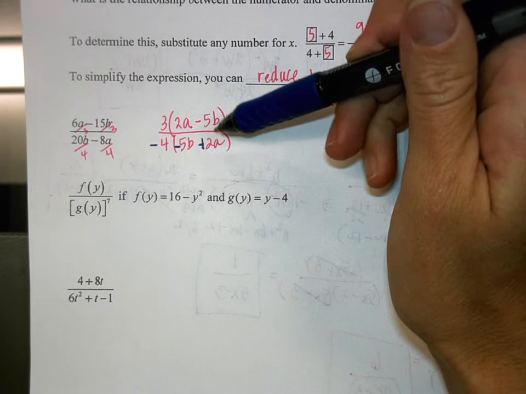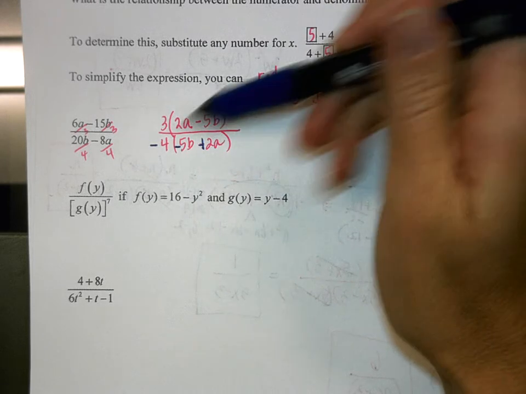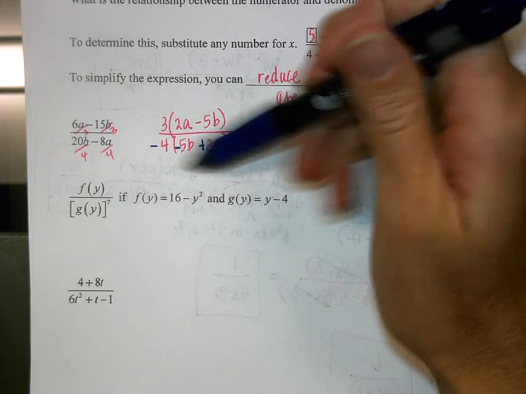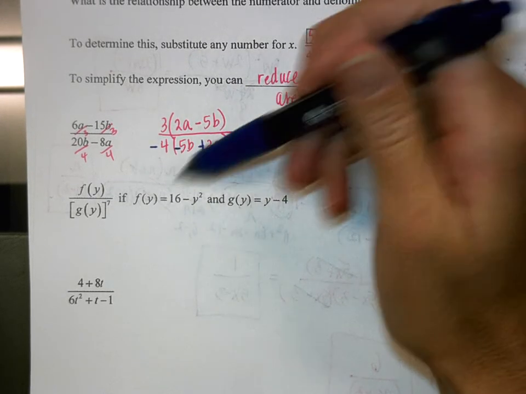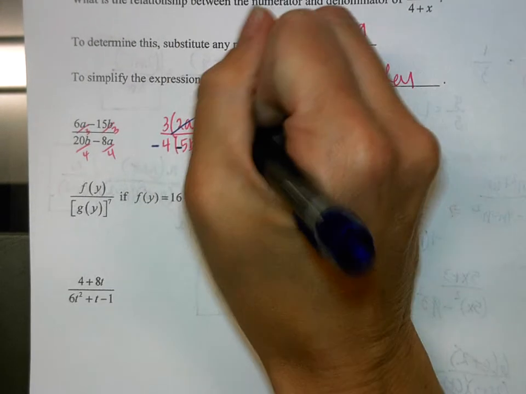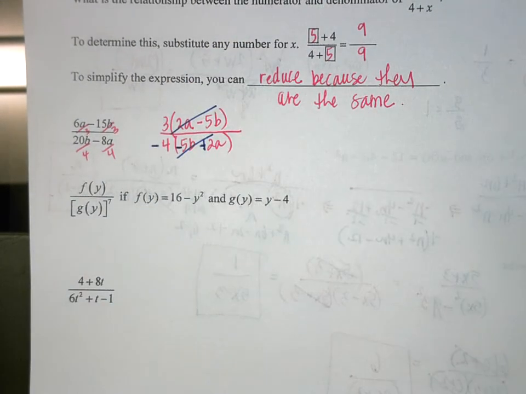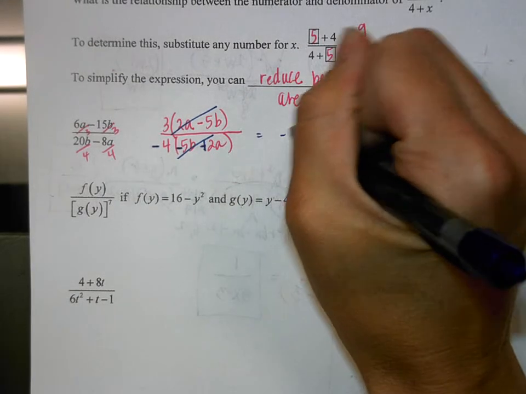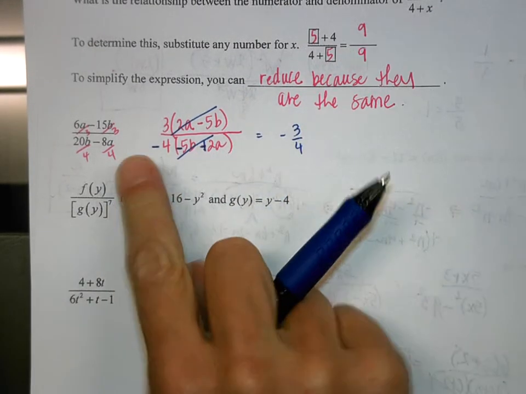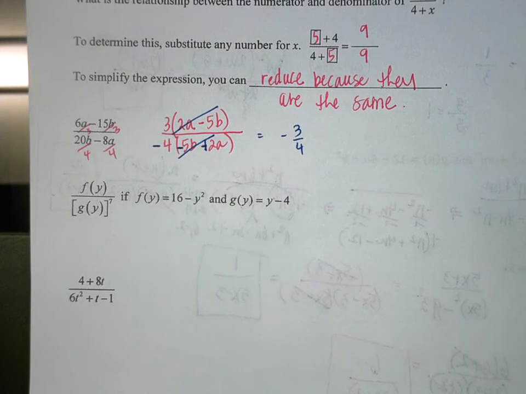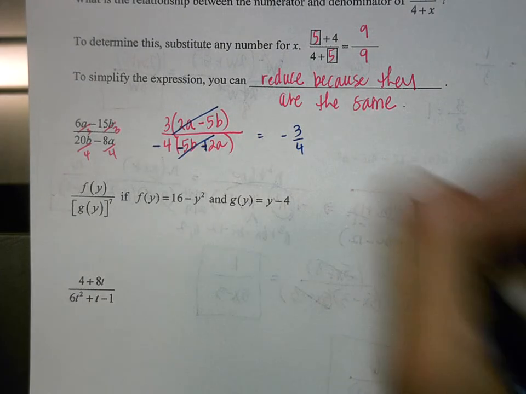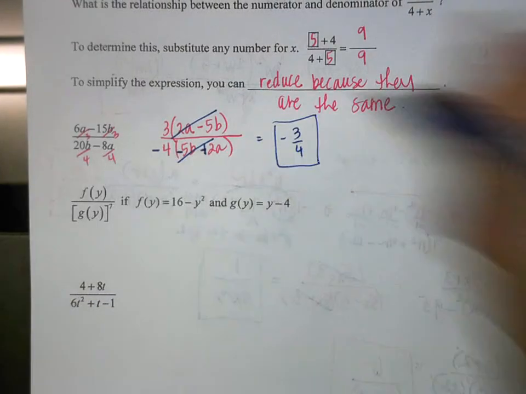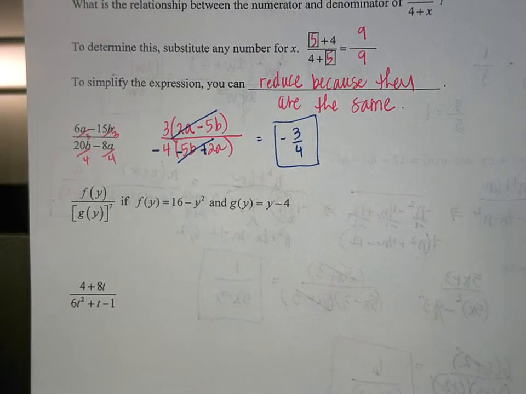Are these like terms now? Do you see how the 2a's are positive and the 5b's are negative? If you want to rewrite it, you can, but since we know these are the same, we can go ahead and reduce and cancel them out. You don't have to rewrite it. And then your answer is just -3/4. When you have a negative out here, the negative can go at the top or the bottom. It doesn't really matter. Or it can be in front of the whole fraction. All right, any questions?